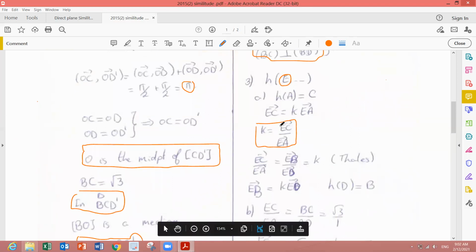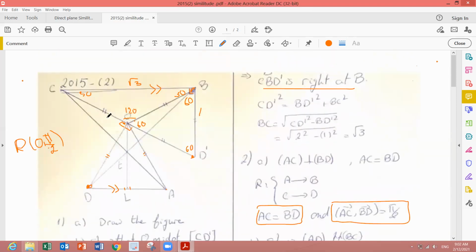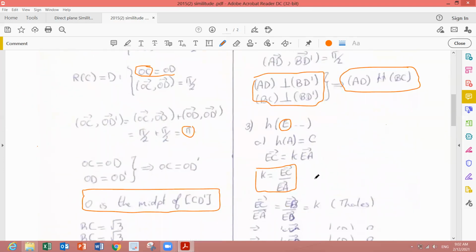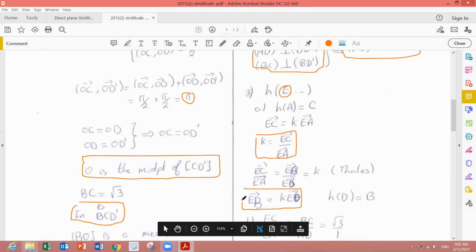So EC over EA equals EB over ED. Like we said, EC over EA equals EB over ED equals K, which means EB vector equals K ED vector. So H of D is equal to B.